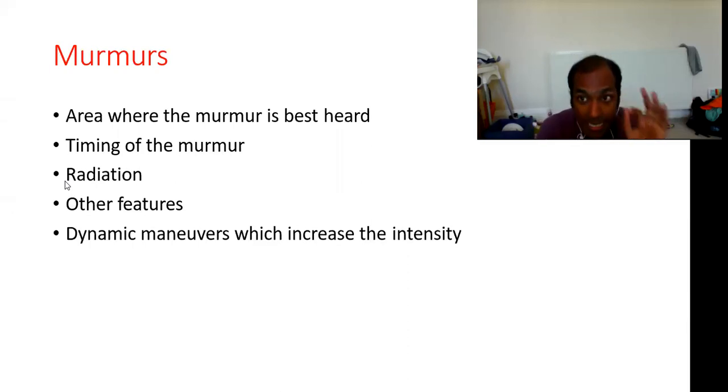Area that is best heard, again highlighting the word best. Timing of the murmur, whether it's systolic or diastolic. Radiation, whether it can be heard in another area at the same intensity. Other features like the character, tapping or blowing or rumbling. Dynamic maneuvers could be inspiration, expiration, or Valsalva, for example.